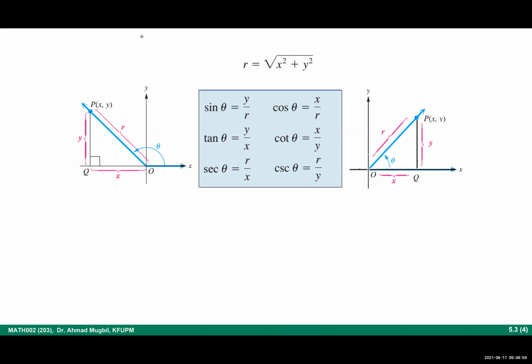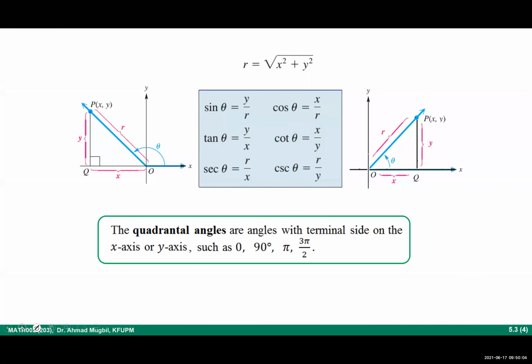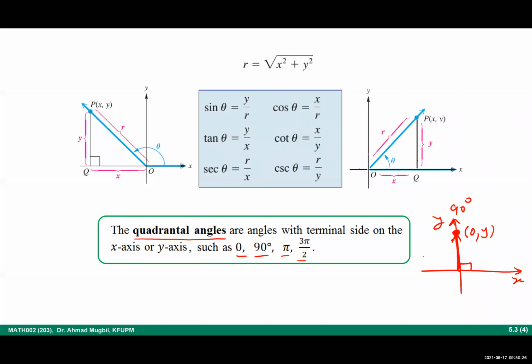What else we need to know is that some angles, like 0, 90, pi, 3 pi over 2, we call quadrantal angles, when they are on an axis, like 90 degrees, which is on the y-axis. This is the y-axis, this is the x-axis. Who can tell me, if I take a point here, what will be its coordinates? It will be 0 for x, and y could be 2, 3, 4, whatever.